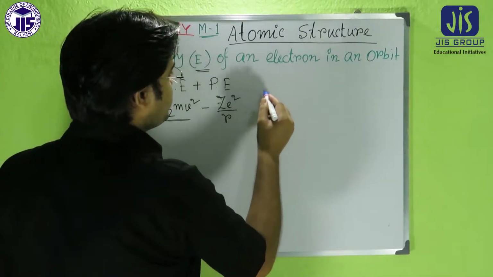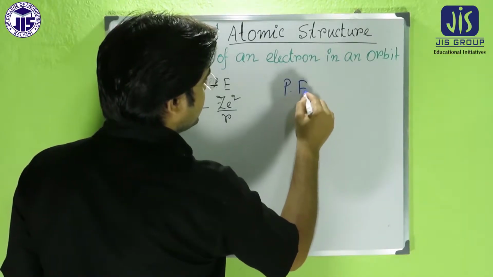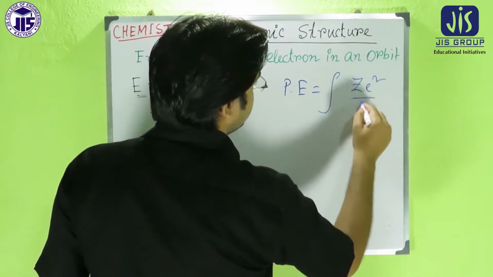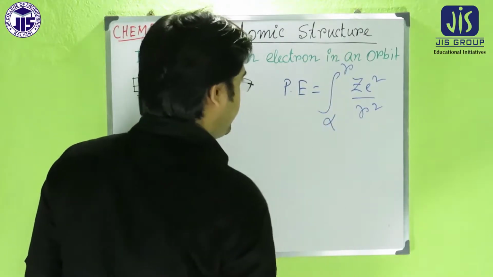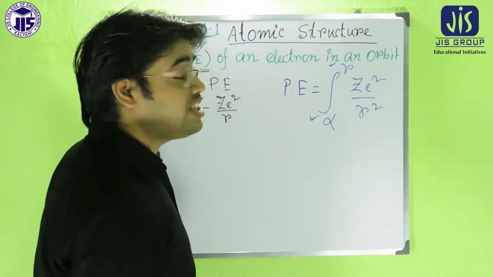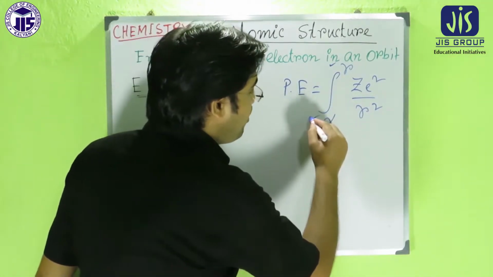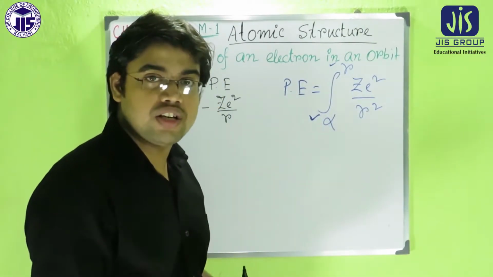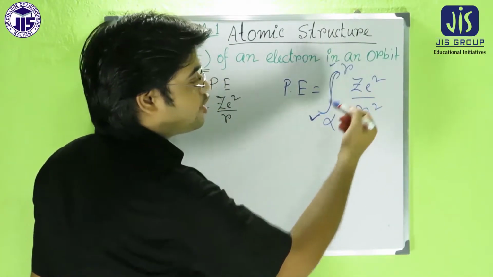So potential energy we can determine in this way: potential energy equals the integration of Z e square by r square, from infinity to r. That means potential energy can be determined as the work done to bring the electron from infinity distance to a distance r from the nucleus. So that's why it is the integration from infinity to r of Z e square by r square.